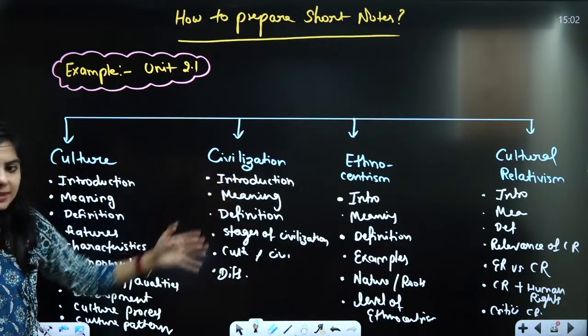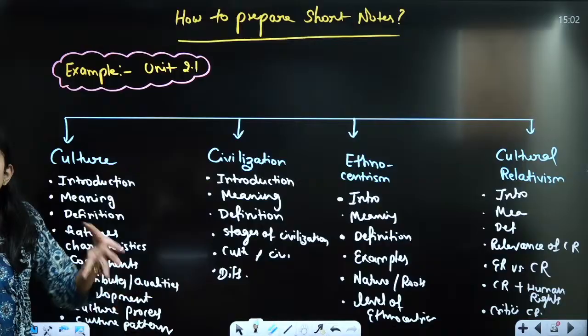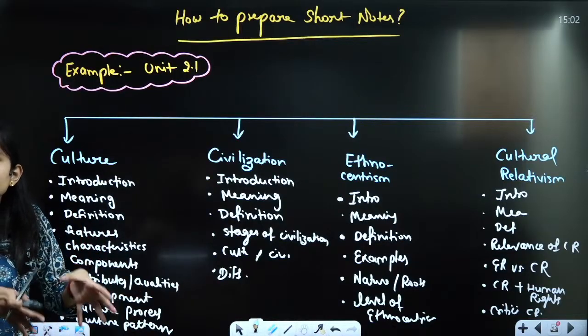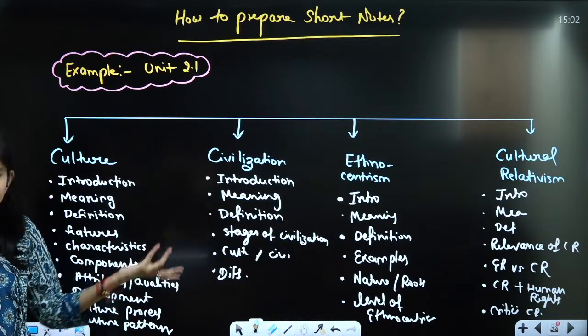Like for ethnocentrism, ethno means culture, centrism means you are self-centered. So when you are self-centered to your own culture, that's the basic meaning.